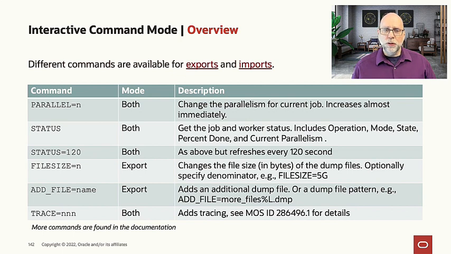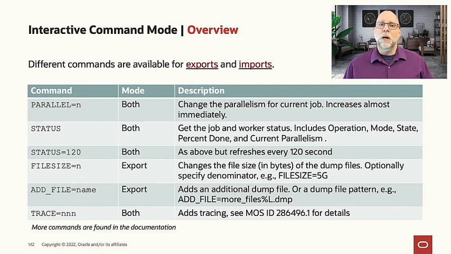Now, it's important to recognize that some of these commands apply to both export and import, such as getting the status of a job, for example, or modifying the parallelism of the job while it's running. You can even change the tracing on a job and implement tracing if you decide that you need to diagnose some issues with it. But others may only be on export or only on import.